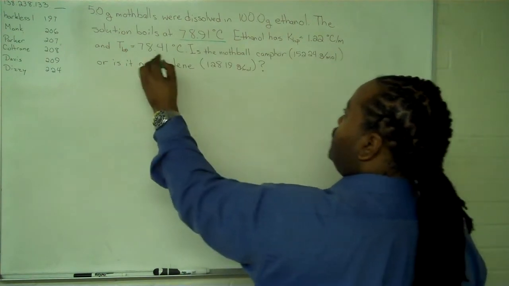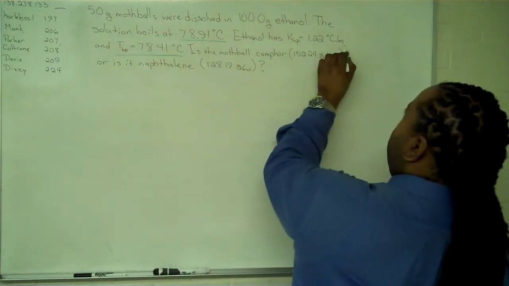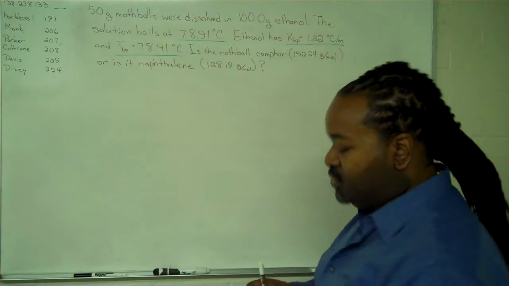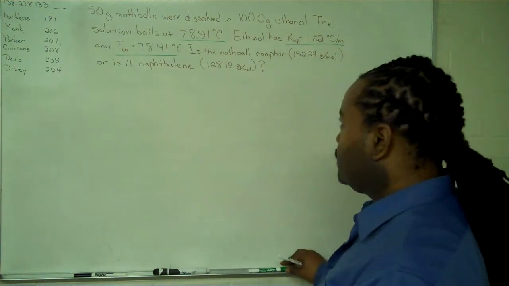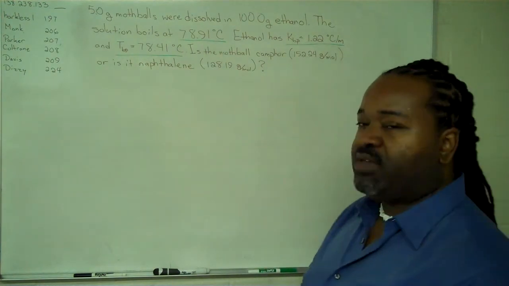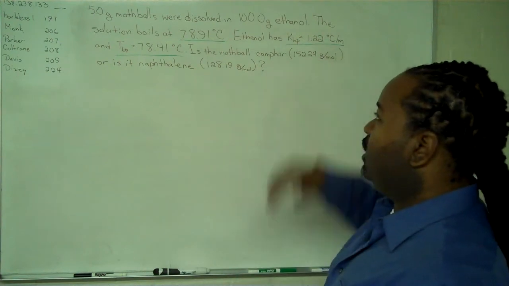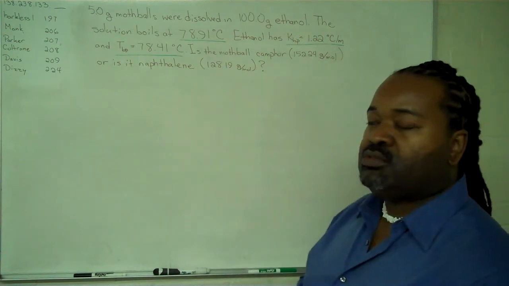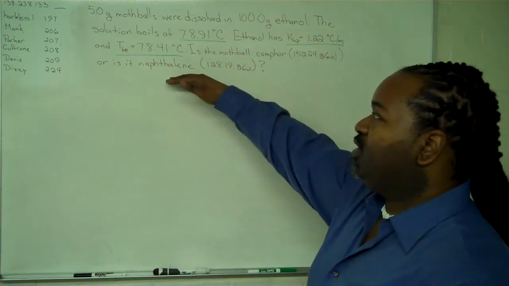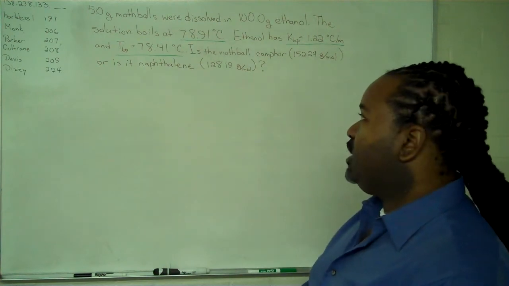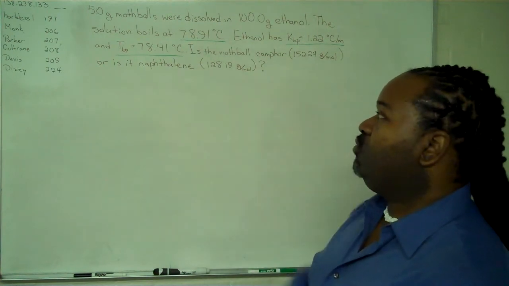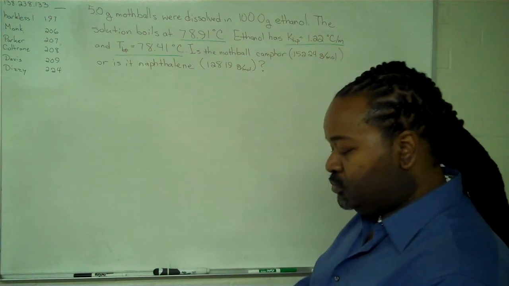We're given the original boiling point as well as the boiling point elevation constant. And the question becomes, can we determine if the mothball is made of camphor, which has a molecular weight of 152 grams per mole, or is it naphthalene, which has a molecular weight of 128 grams per mole?